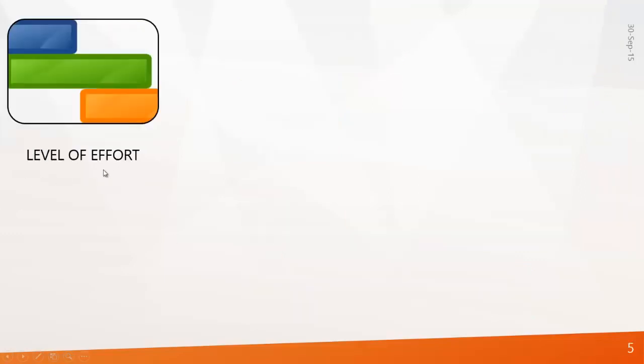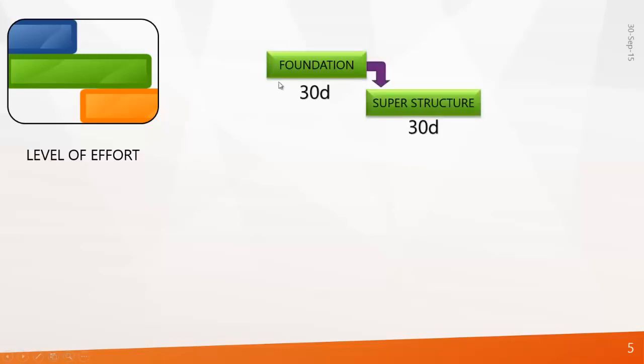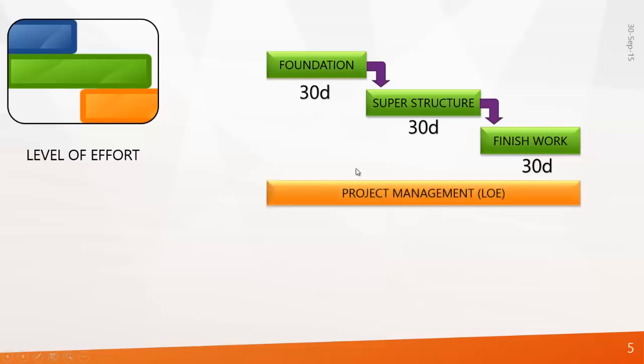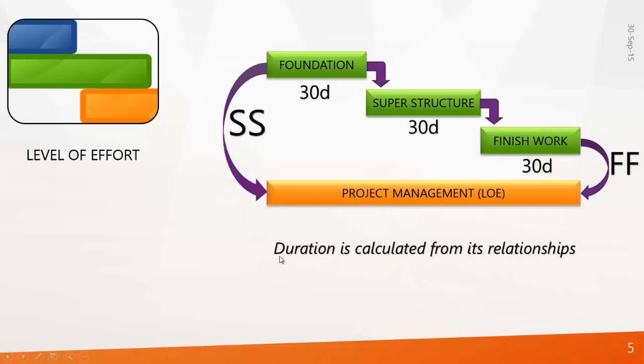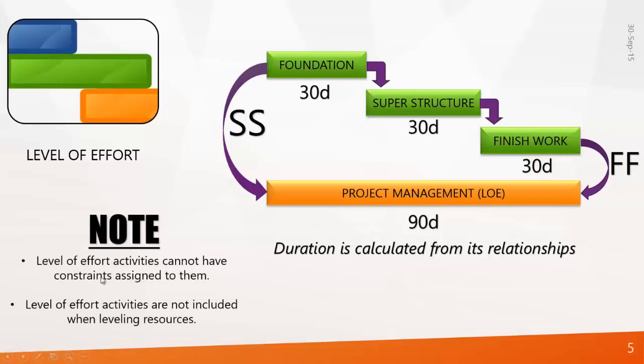Next is level of effort. See this example. Foundation activity finishes and superstructure starts, and after that finish work starts. Now there is another activity, project management, which has uncertainty in its duration and follows its relationships. These are level of effort activities. In other words, LOE activities calculate their duration from their relationships. When you create LOE activities, keep this in mind: it cannot have a constraint assigned to it and is not included in leveling resources.